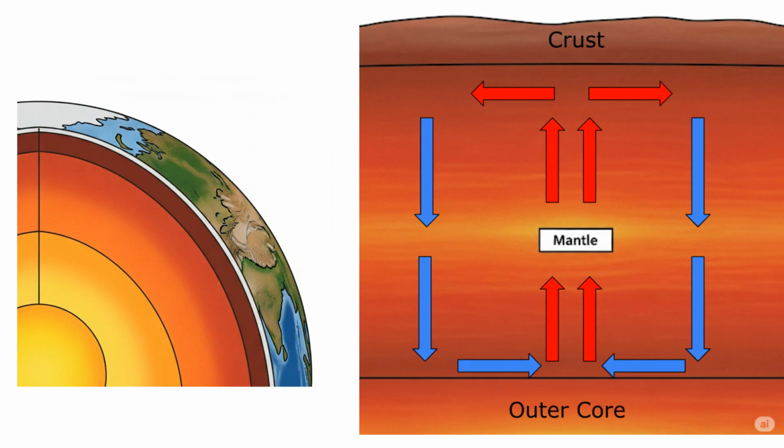Tectonic plates move due to convection currents in the Earth's mantle, which are driven by heat from the Earth's core. These currents cause magma to rise, move horizontally, cool, and sink, pushing and pulling the plates above. This movement results in various geological phenomena like earthquakes, volcanic eruptions, and the formation of mountains.